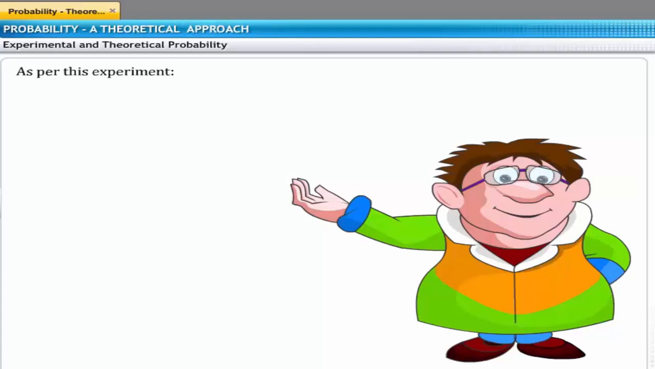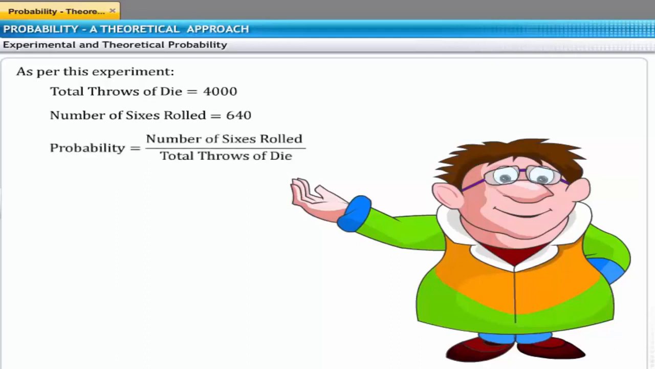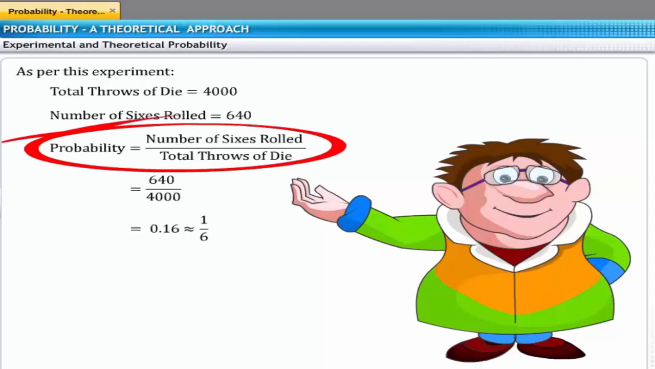As per Mr. Gamerman's experiment, the total number of throws of the die is 4,000 and the number of 6s rolled is 640. Divide the number of 6s rolled by the total number of throws. That is 640 divided by 4,000. The result obtained is 0.16, which is equal to approximately 1 upon 6. This is the probability of getting a 6 on the roll of a die. Since the probability is based on the observations of an experiment, it is called an experimental or empirical probability.